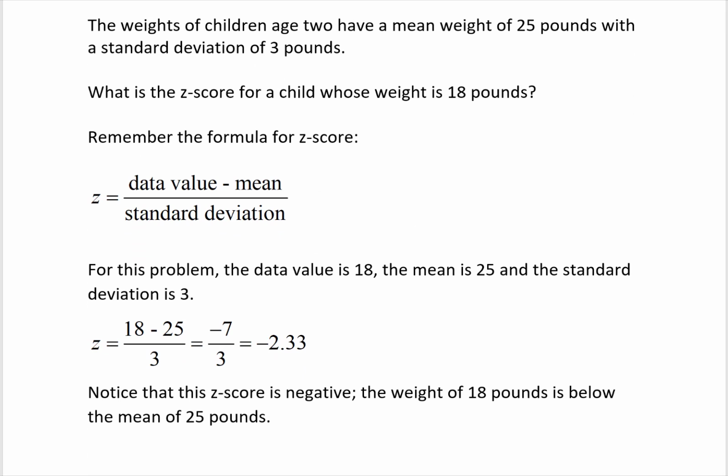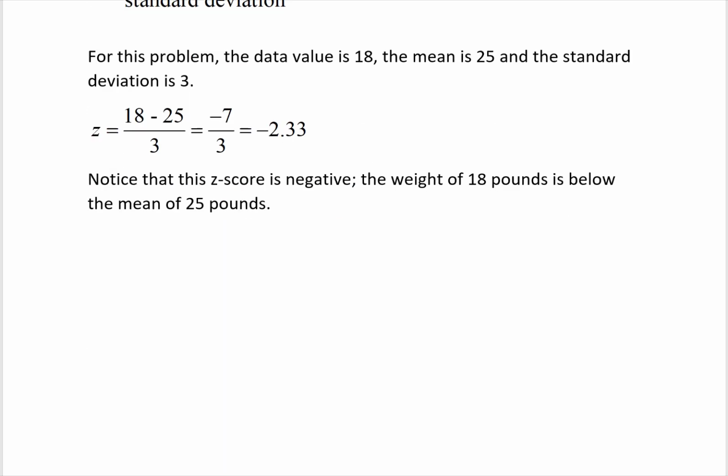I replace those values in the formula for the z-score, and I get 18 minus 25, which is negative 7, divided by 3, which equals negative 2.33. Notice this z-score is negative. The weight of 18 pounds is below the mean of 25 pounds. Remember that negative z-scores mean those data values are below the mean or less than the mean.